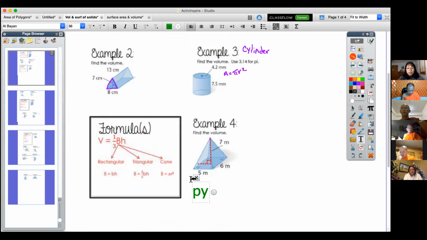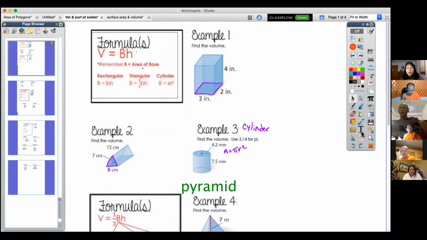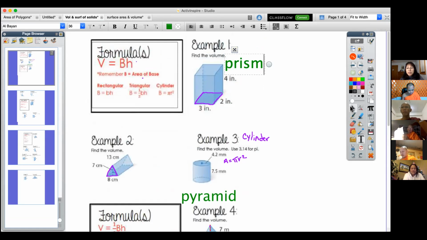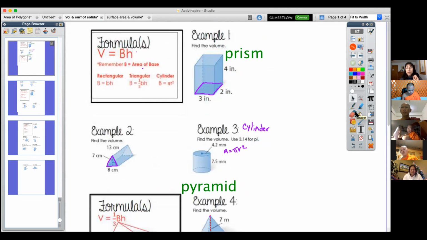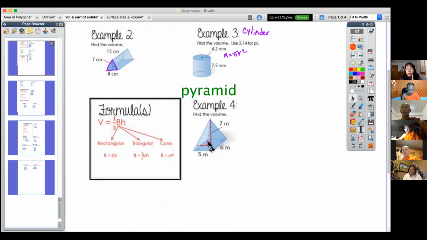Pyramid. Okay, pyramid, like the Egyptian ones, they call pyramid. This one is called prism. Prism. What's the difference between a prism and a pyramid? Prism has 2 bases. Pyramid has only 1 base.